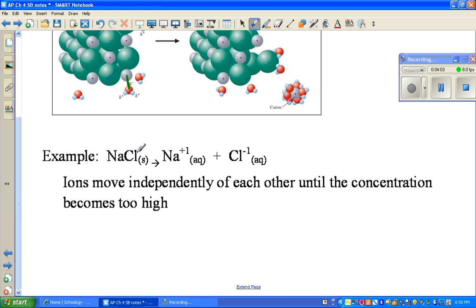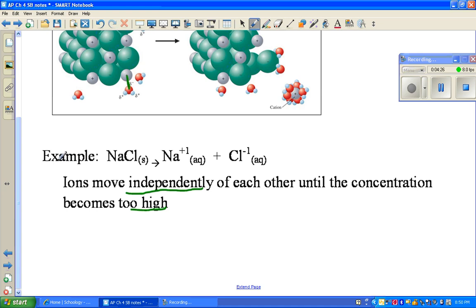Ions move independently of each other until the concentration becomes too high. So you can think of this as a room full of people. If there's not too many people and you want to go talk to someone on the other side of the room, you can independently run right over there and talk to them. But if the concentration becomes too high, it's a lot harder to move around in that room. The same thing goes with dissolving.